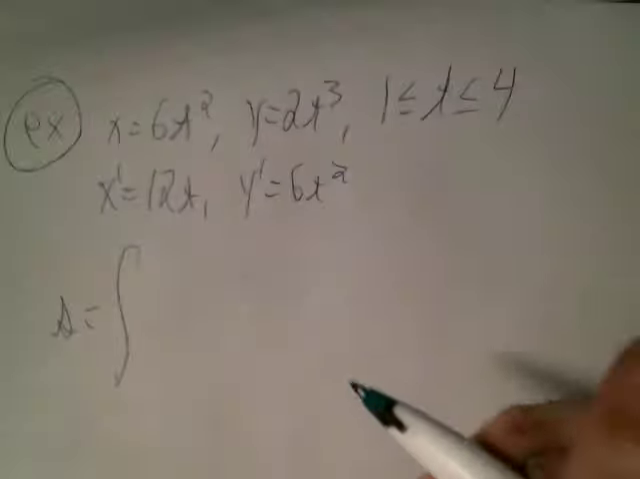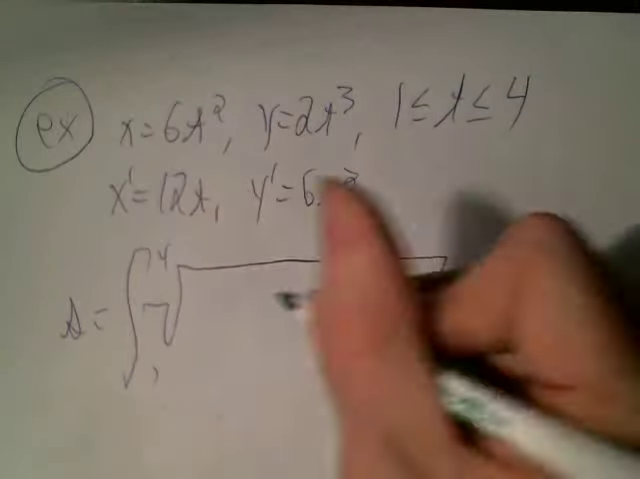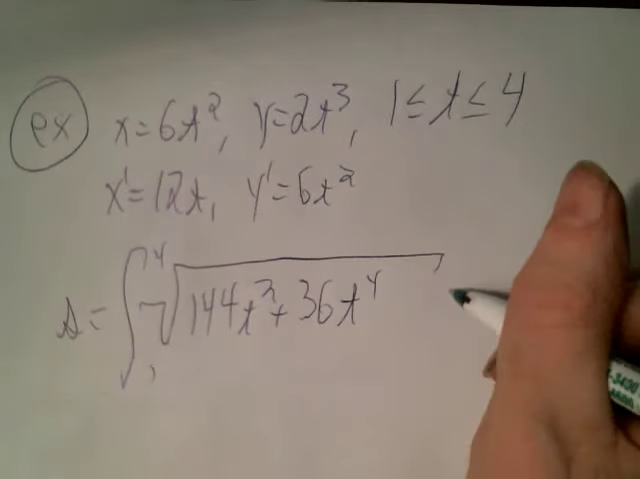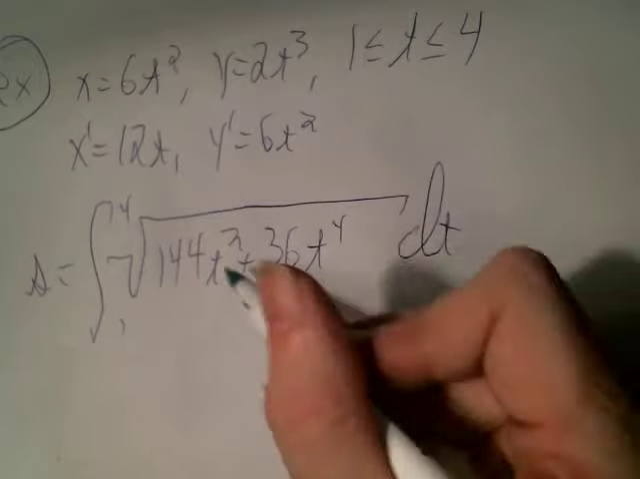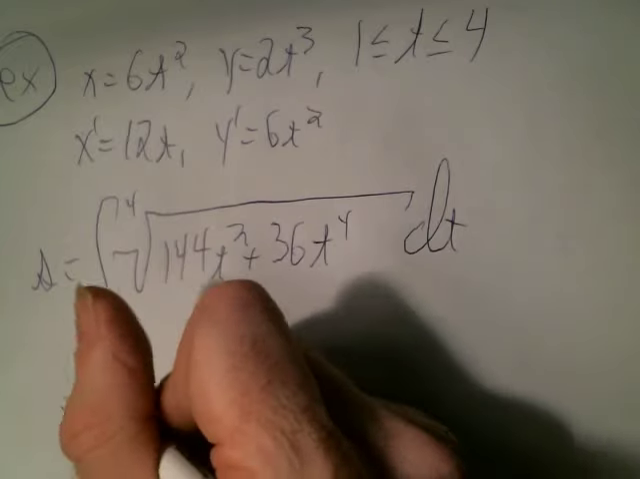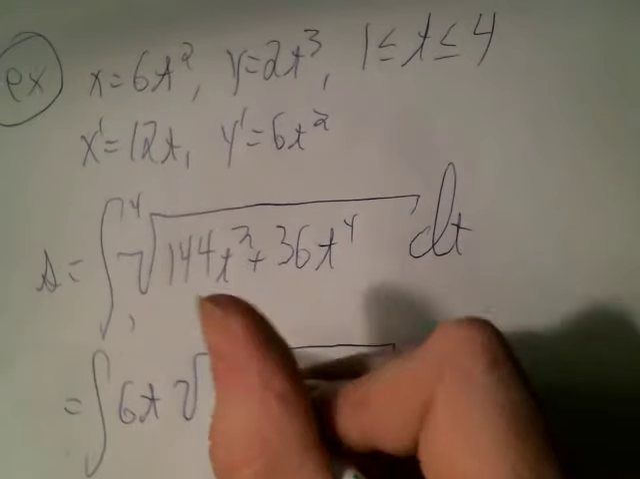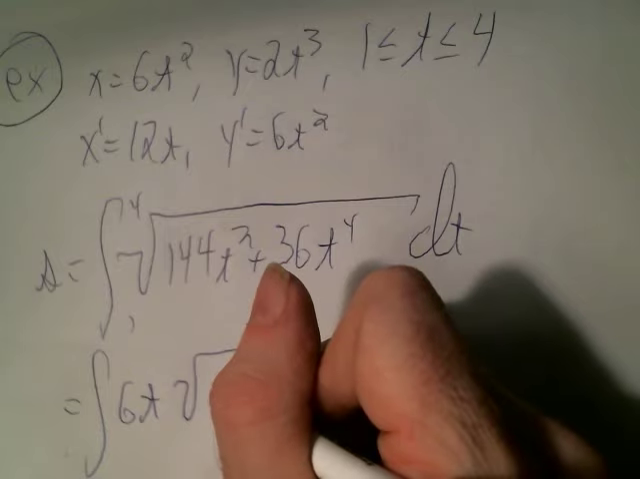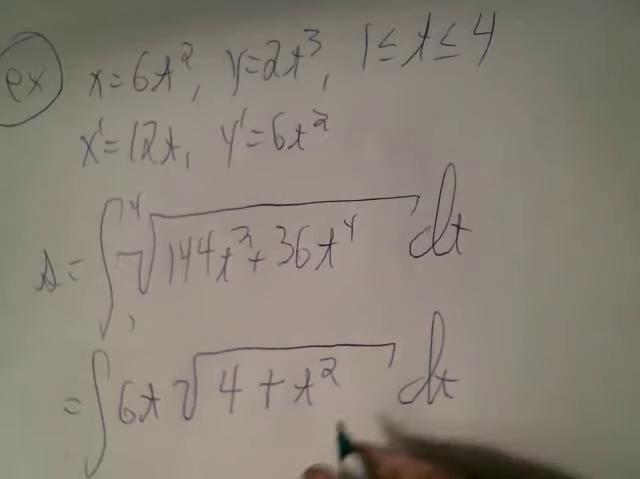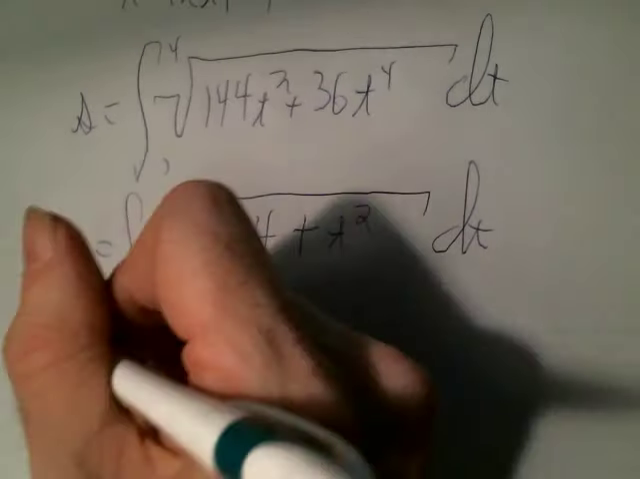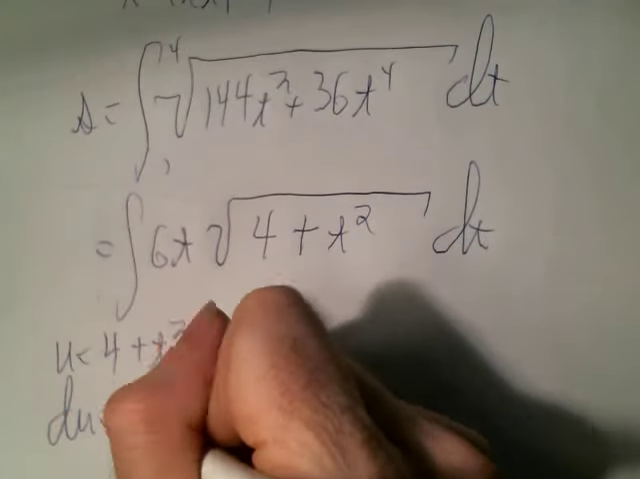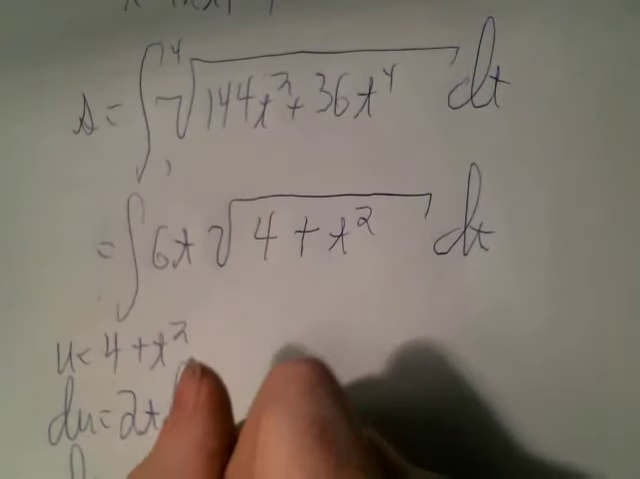So the arc length S is going from 1 to 4 of the square root of 144t squared plus 36t to the 4th dt. I can factor out a 36t squared, and then the square root of 36t squared is going to be 6t. So I have left over the square root of 4 plus t squared dt. And then you can do a u sub for the guts here. So u for 4 plus t squared. Du is 2t dt, and then dt is du over 2t.